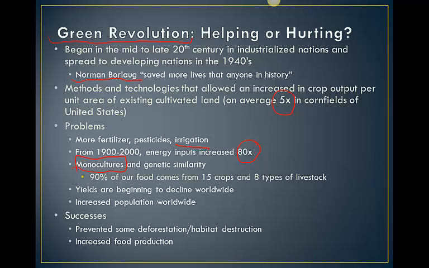There have definitely been some successes with the Green Revolution. One that's not even listed there is simply that it's allowed people to survive. It's given people a source of food. It has also prevented some deforestation, because if I can grow more crop on one little area of land, I don't have to go and cut down trees to continue increasing the amount of surface area on the planet that I'm using for farming. So that's a benefit. And it's just increased food production in the world.